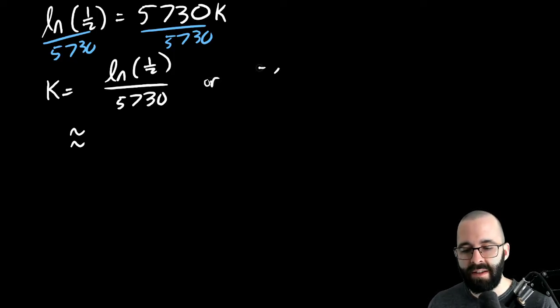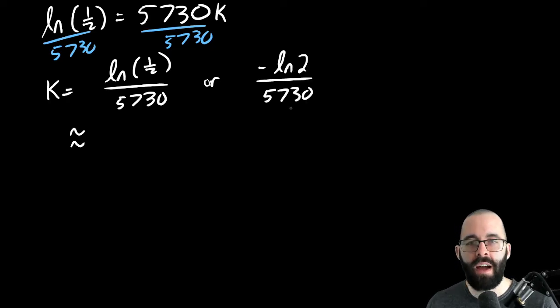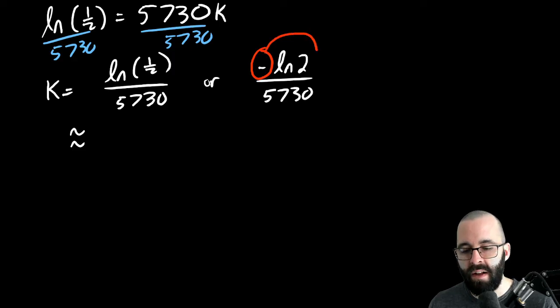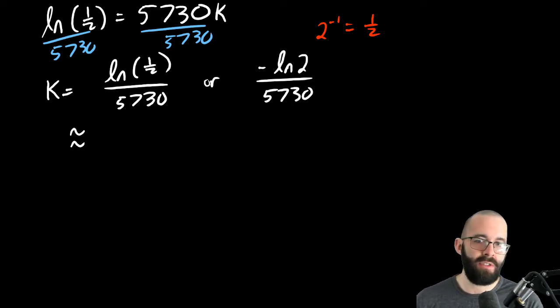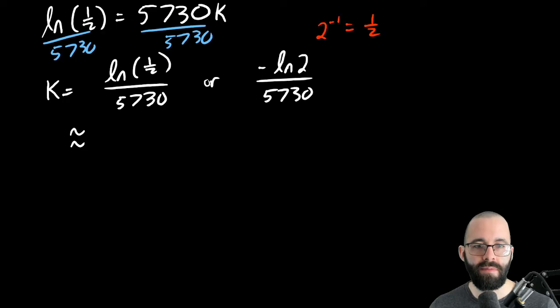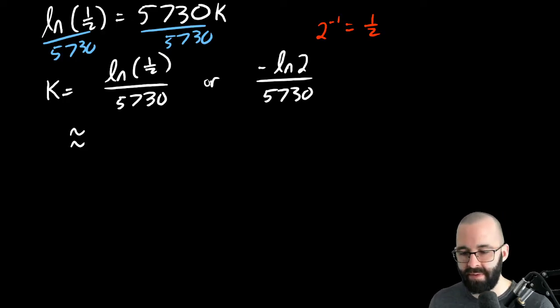A lot of times we actually write it like this. Why is that? How are these the same thing? Remember, if I have a number being multiplied by a logarithm, that number is the same thing as an exponent inside. What's 2 to the negative first power? That's 1/2. So these are the same things, just using properties of exponents and logarithms.